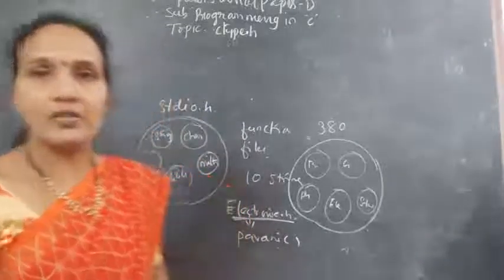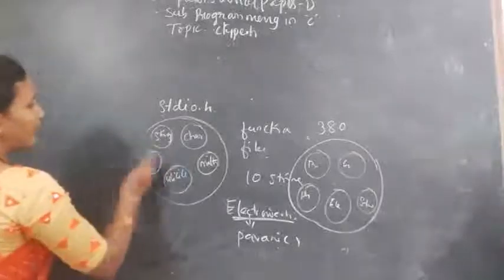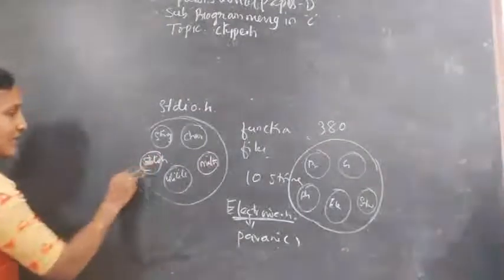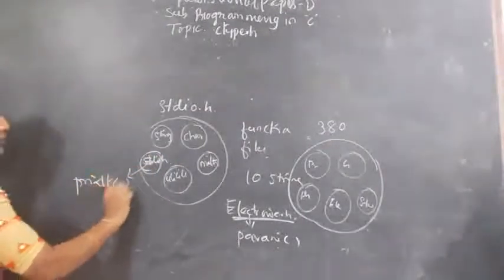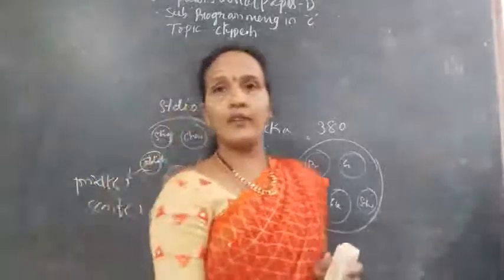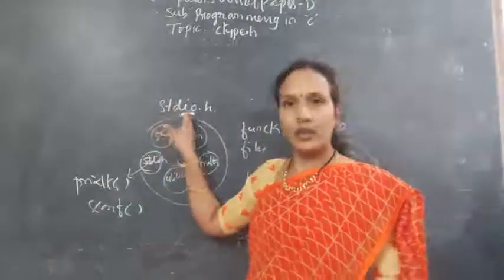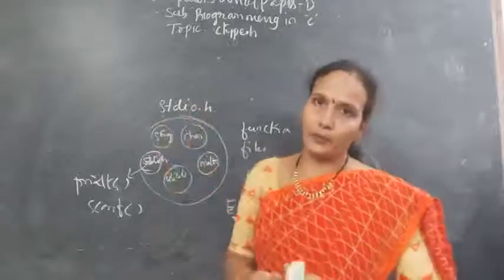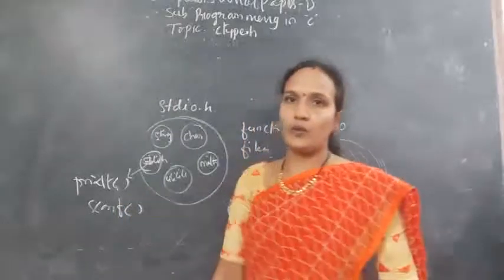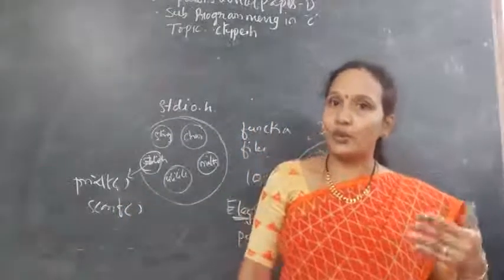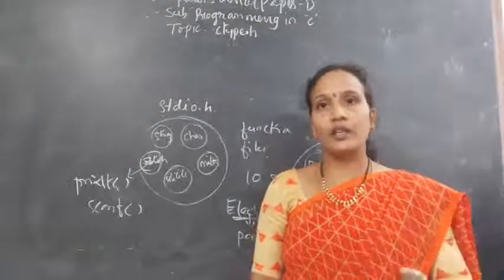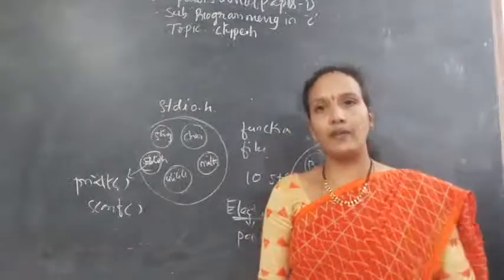So this is about header files. In each and every program we write stdio.h. This stdio.h contains the printf function and the scanf function, and we are using these two functions in C programming. That is why we include this stdio.h header file at the beginning of the program. If you want to use any function from a header file, the condition is that you have to include that header file at the beginning of the program.